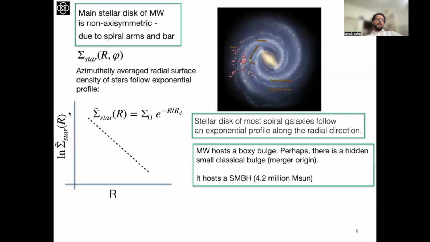If we azimuthally average all this surface density, the radial density distribution follows an exponential profile, and on a log-normal plot, it becomes a straight line. The stellar disk of most spiral galaxies follows an exponential profile along the radial direction, which is almost universally true.